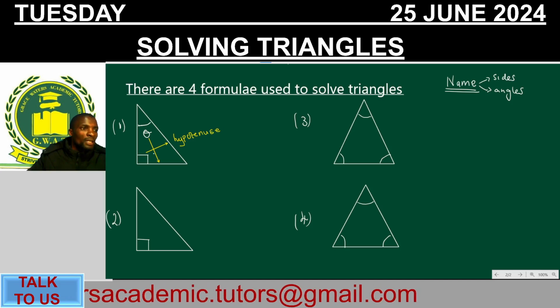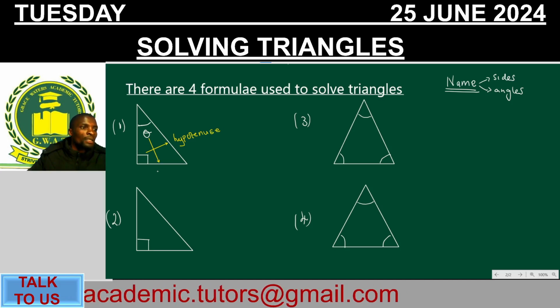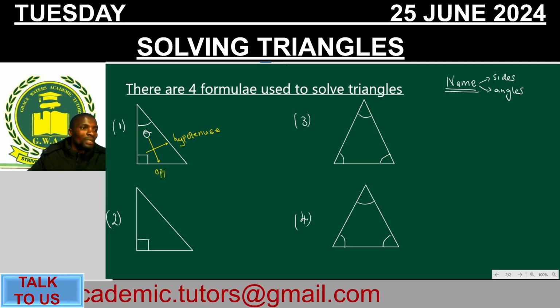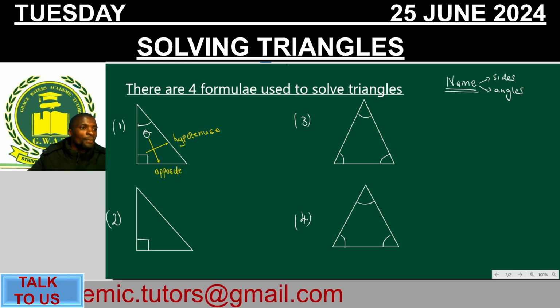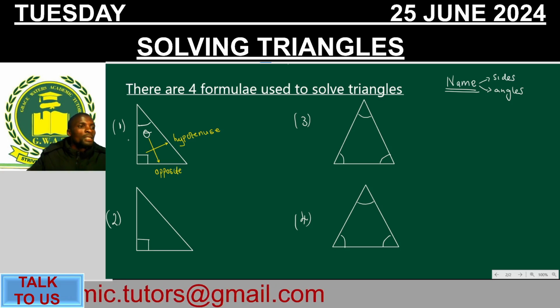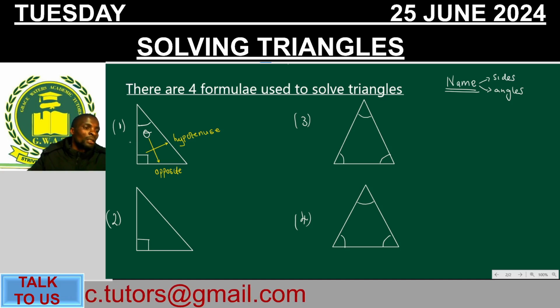And then the side that's opposite theta is called the opposite. At least we have said opposite already. So it's called the opposite, okay? And then the side that is remaining is always called adjacent. Okay, so we have 3 sides, which I'm going to summarize as follows.